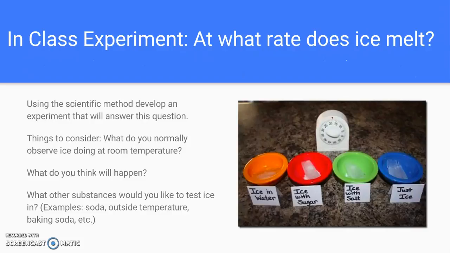We will have an experiment in class. We will test what rate ice melts at. Using the scientific method, we will develop an experiment that will answer this question. Things to consider are: what do you normally observe ice doing at room temperature? What do you think will happen? And what other substances would you like to test ice in? Examples include soda, the outside temperature, baking soda, etc.